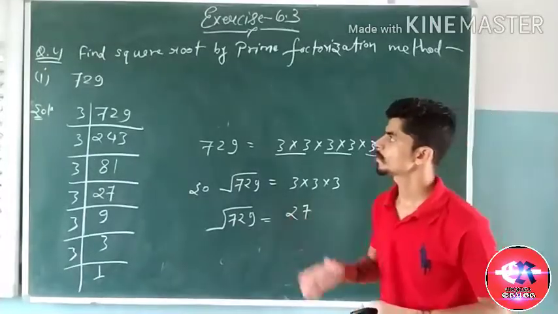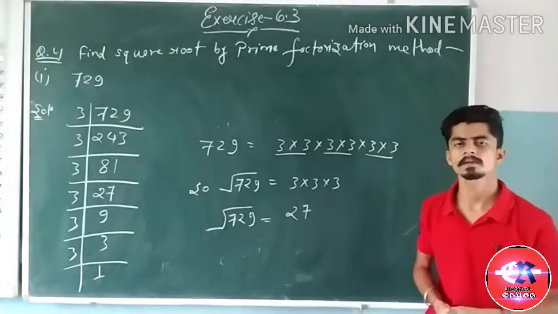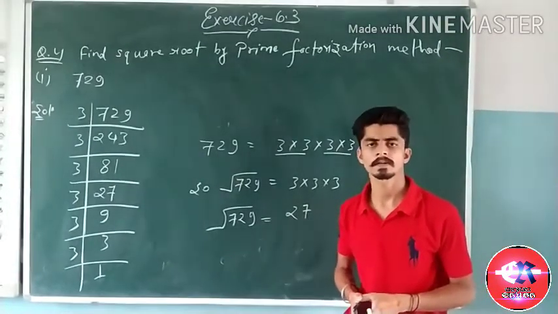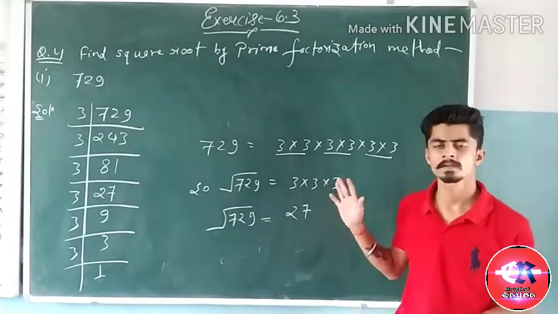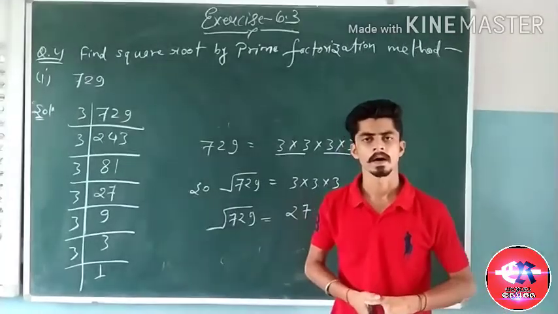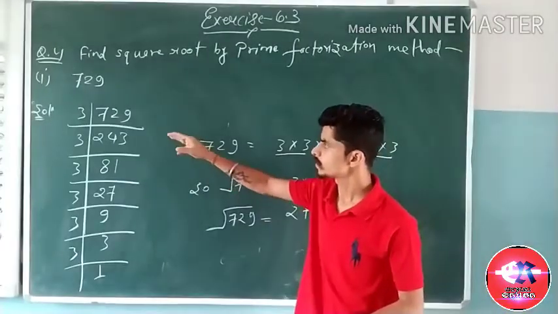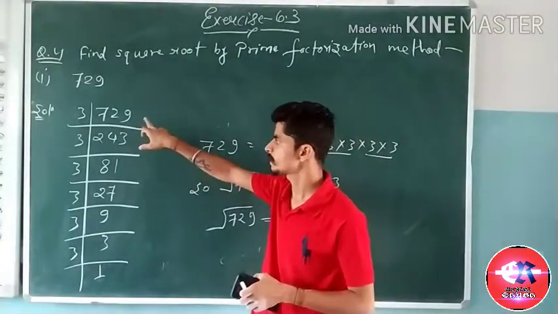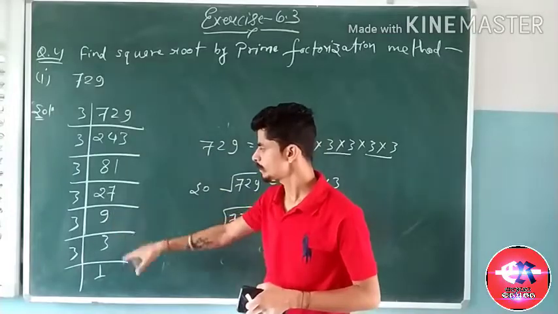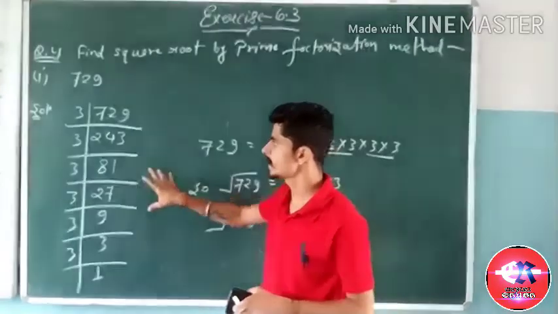Next is question number 4. Here we have to find the square root of a number by the prime factorization method. You studied this method in your earlier classes also, so let's revise it once. So we have to find the square root of 29. So we have to make a table like that.